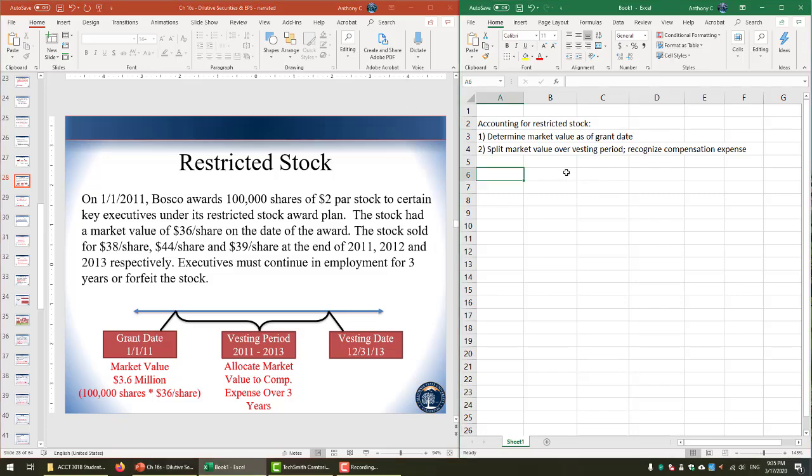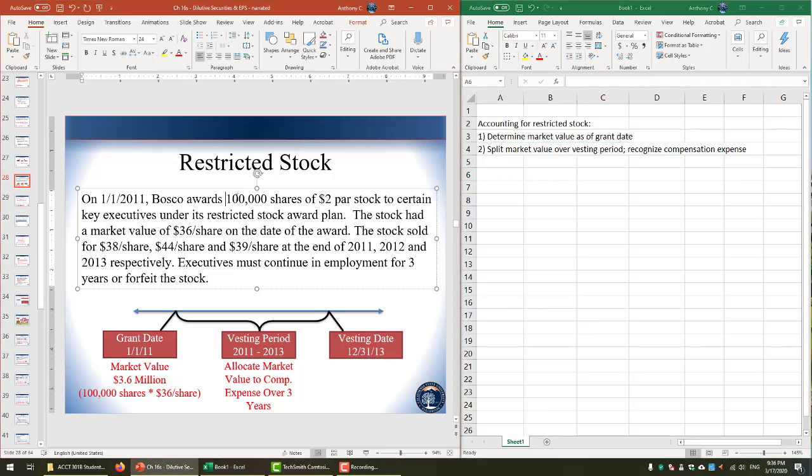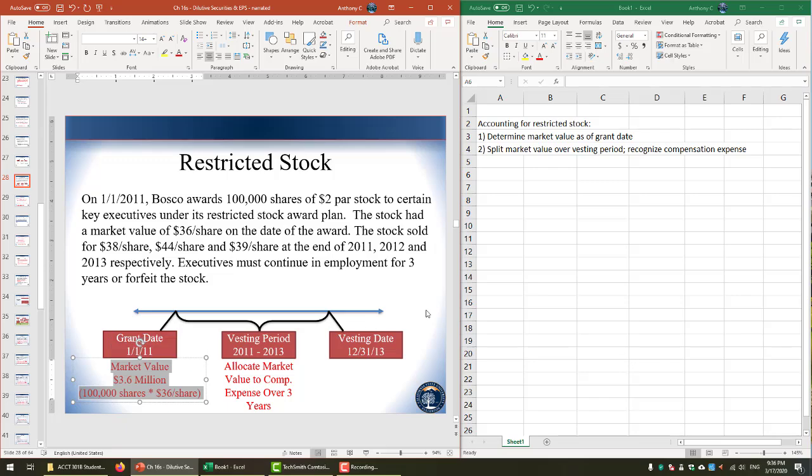So as we had just mentioned, the first step is to determine the market value of the grant date. We're awarding 100,000 shares, and it tells us the stock had a market value of $36 per share on the date of the award. So if we take the 100,000 shares and multiply by the $36 per share, we get a market value of $3.6 million.